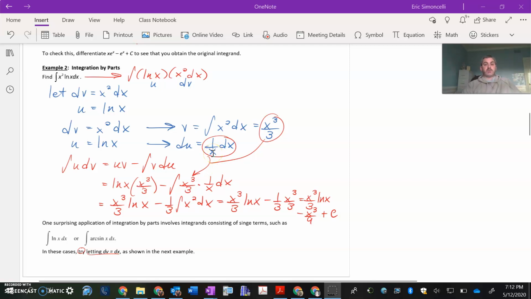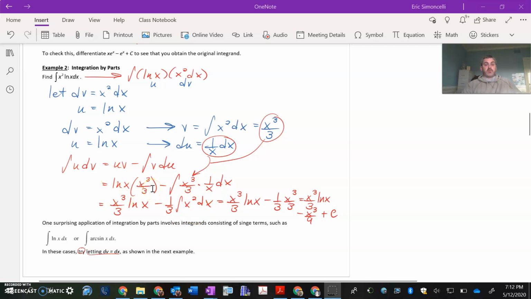Nonetheless, we can now substitute what we said was v. v is x cubed over 3. And we know also du as 1 over x dx. This is something we know how to integrate. x cubed divided by x is just x squared. I can also factor out the third. And that then leads nicely to something I can, again, integrate by power rule.